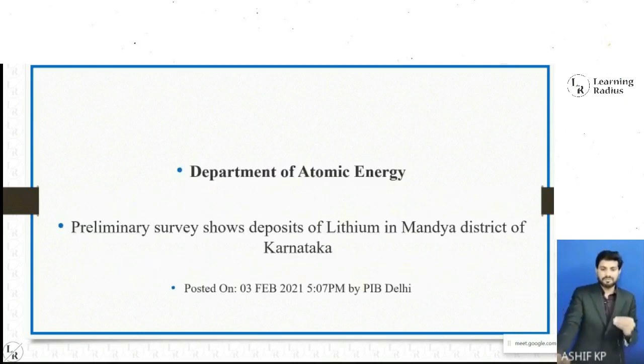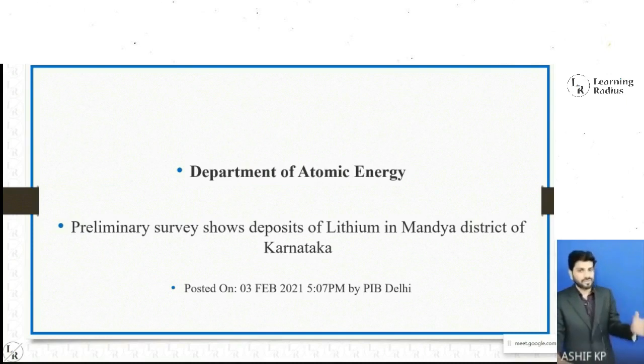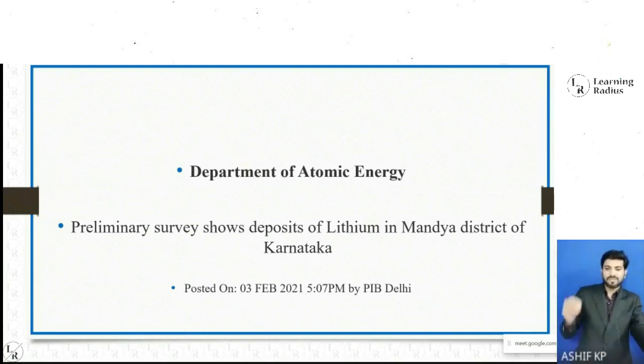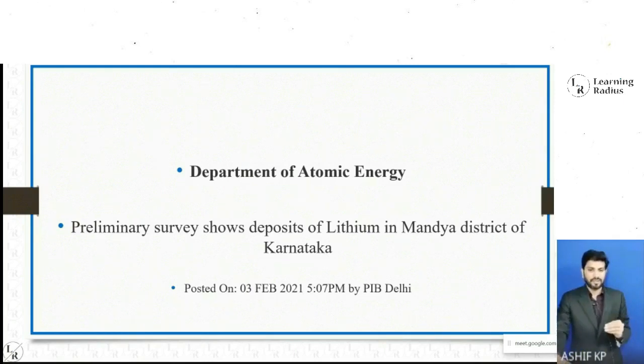Now, right from the Department of Atomic Energy, the PIB news came on 3rd February. So we moved to February 2021 in connection with national issues. Slowly we moved from August, September, October, November, December, January, and now we are in February. So February 2021, PIB conveyed: preliminary survey shows deposits of lithium in Mandya district of Karnataka. This was the news from PIB, Department of Atomic Energy.